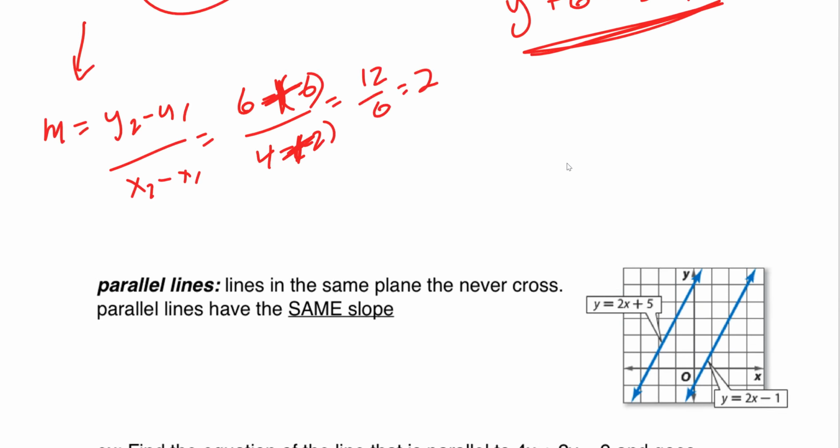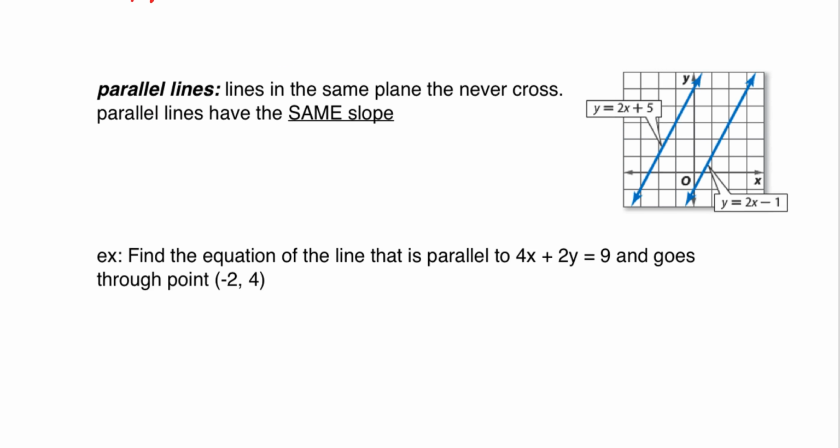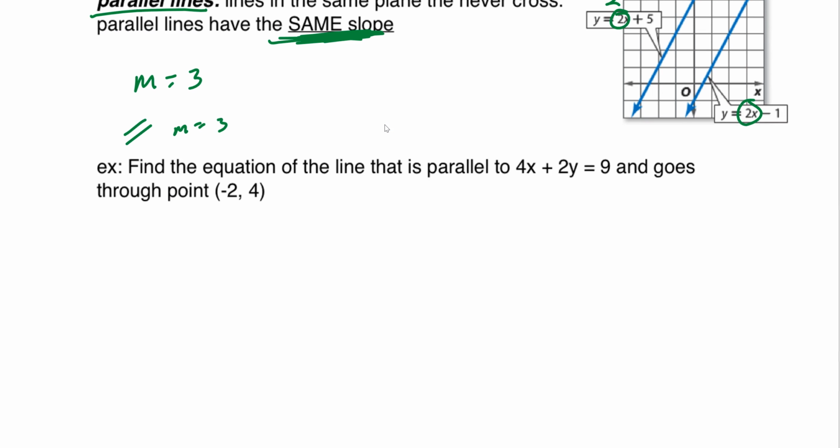Okay, let's talk about special types of lines. First up, parallel lines. As you learned in geometry, parallel lines are lines that never cross, and they have the same slope. So if you look at these two lines that are parallel, slope here is 2, slope here is 2. So if I tell you the slope of this thing is 3, you're going to be like, oh, the one that's parallel to it is also going to have a slope of 3. Right, same slope.